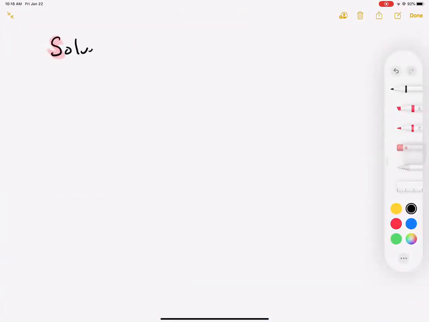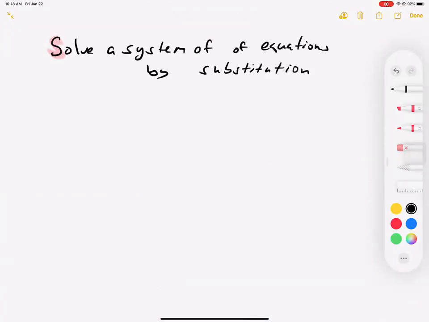Solve a system of equations by substitution. Now, substitution is the method. We have a couple of methods that we're going to learn. We've already learned it by graphing. We looked at where these lines intersect on a graph. That's solving by graphing. Today we're going to do substitution, and then we're going to do combination, linear combination, or sometimes they call it elimination, depending which book you use, the next time I see you guys. So today we're doing substitution.